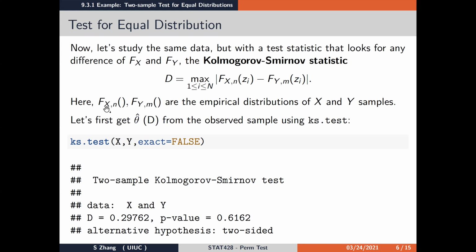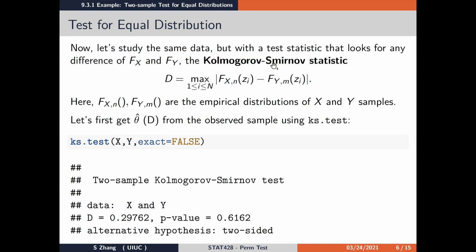So here, fxn and fym are the empirical distributions of the x and y samples that we have. Because we have n samples of x, we call the empirical distribution fxn. And because we have m samples of y, we call it fym. So the Kolmogorov-Smirnov statistic is always going to be non-negative. And it looks for the point where the two CDFs differ the most. So let's first get the theta hat, or the D. That's the Kolmogorov-Smirnov statistic from our observed sample.